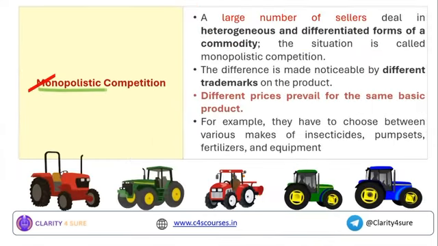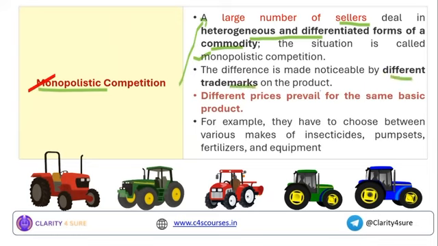So what is monopolistic competition? In monopolistic competition, there are a large number of sellers who deal in a heterogeneous and differentiated form of a commodity. The commodity is only one, but they are dealing in heterogeneous and differentiated forms, and the situation is called monopolistic competition. The difference is made noticeable by different trademarks.